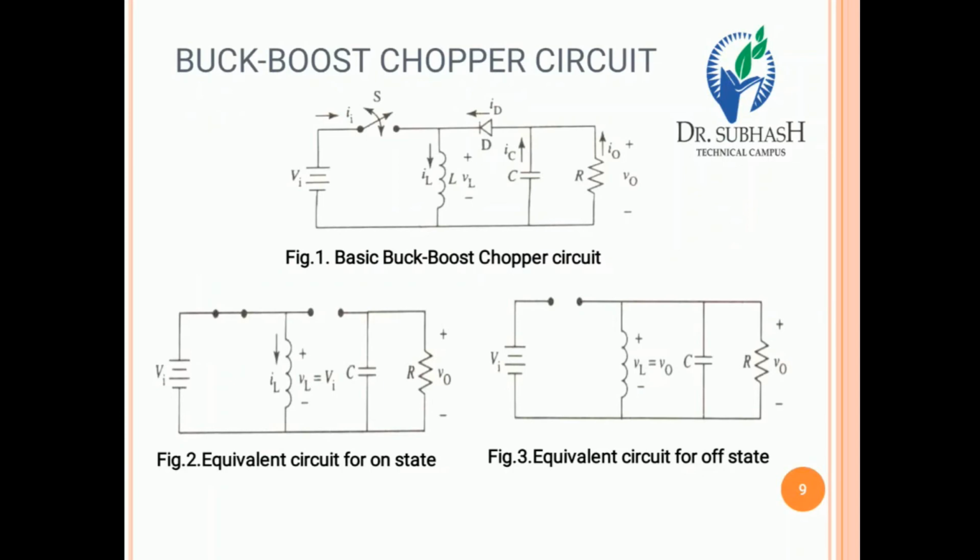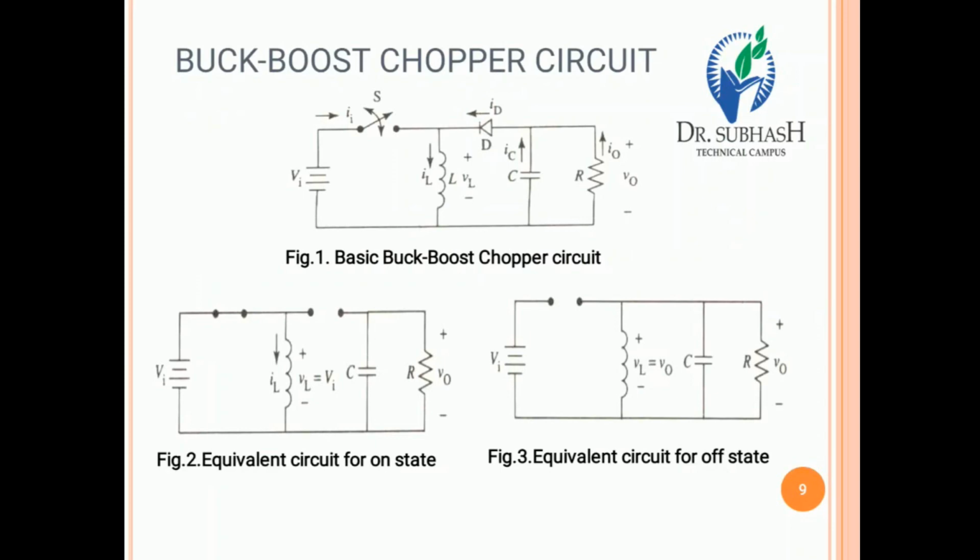When the switch is in the closed condition, the input voltage source Vi is directly connected with the inductor VL, and the diode goes into the reverse bias condition, so it works as an open switch, and that can be represented as figure 2. That is the equivalent circuit of the on state, right?